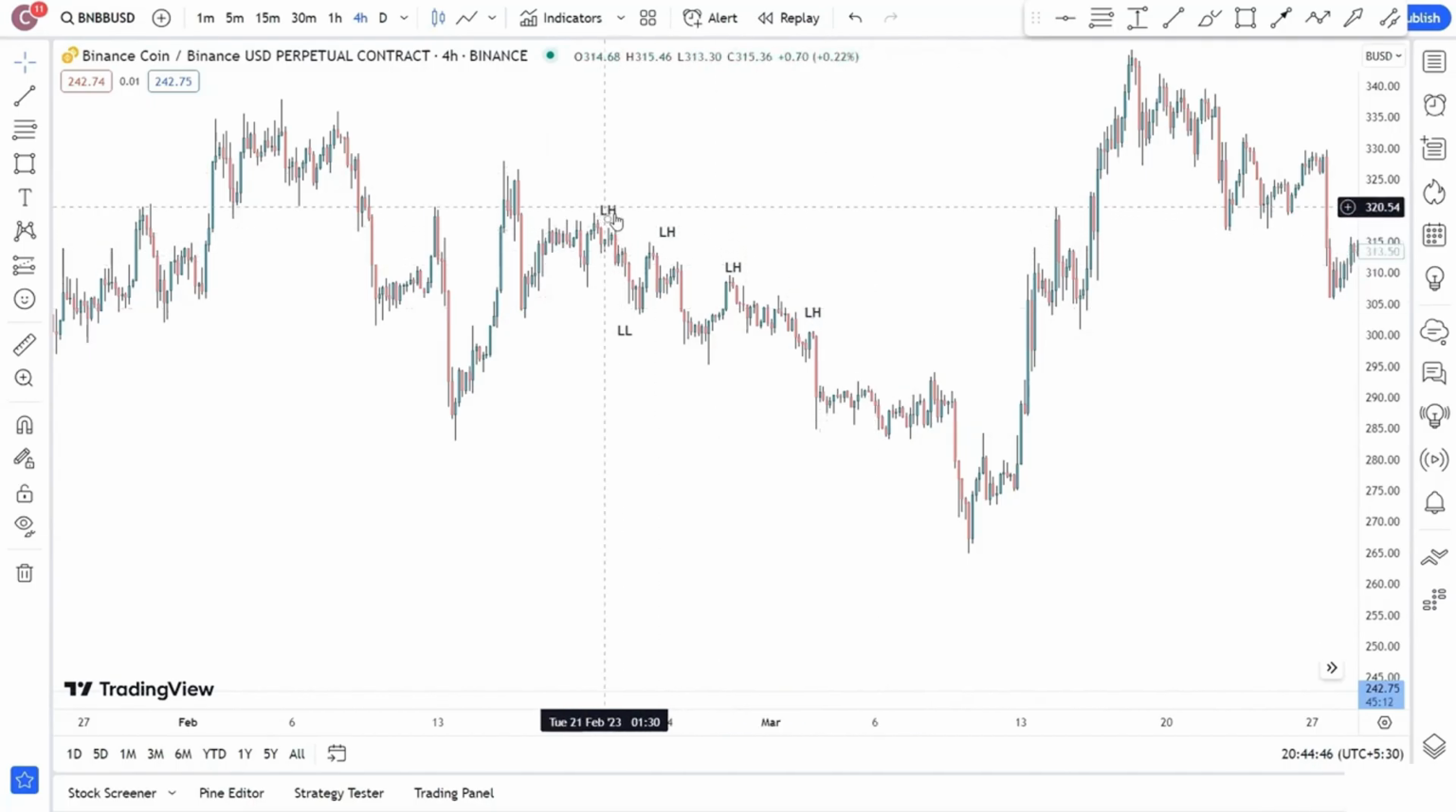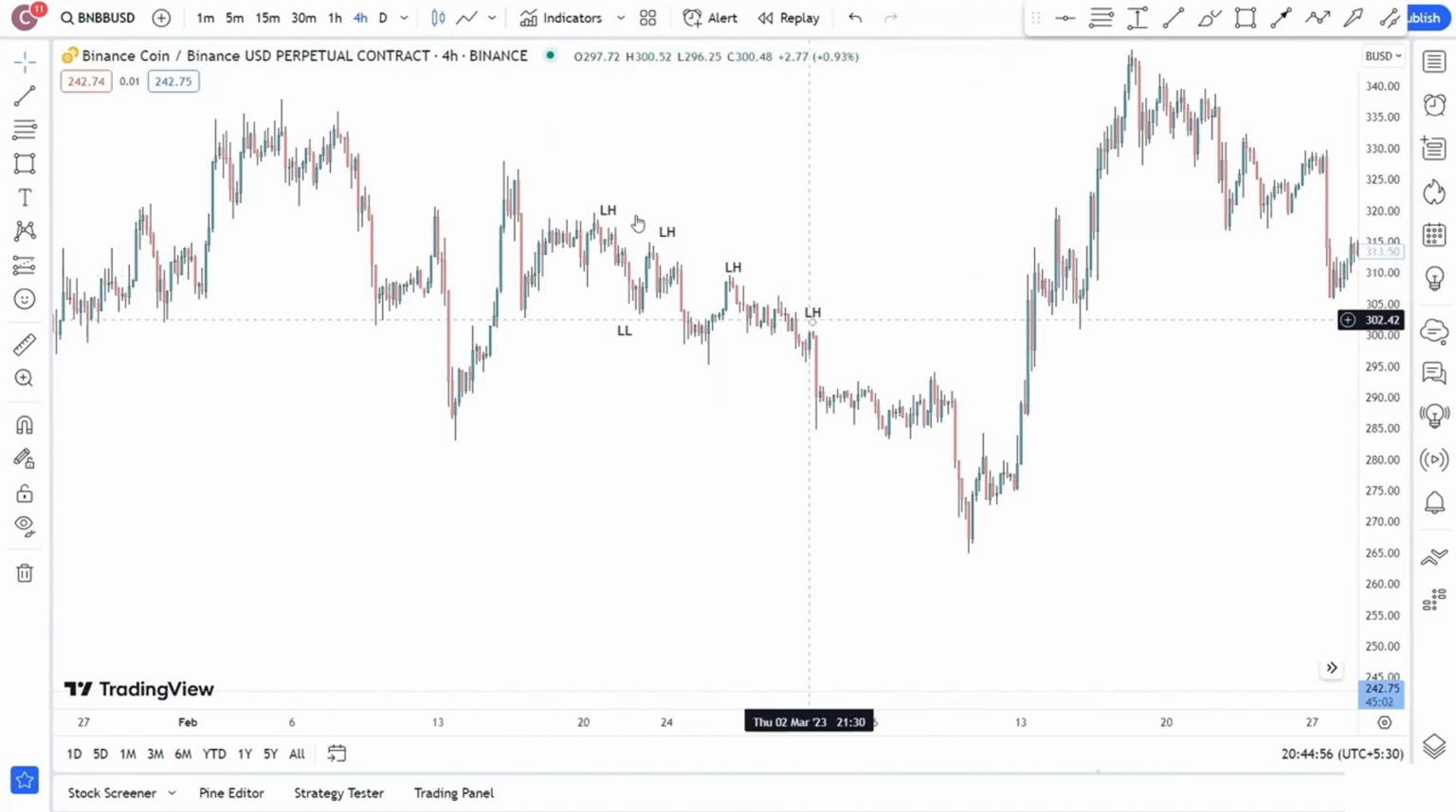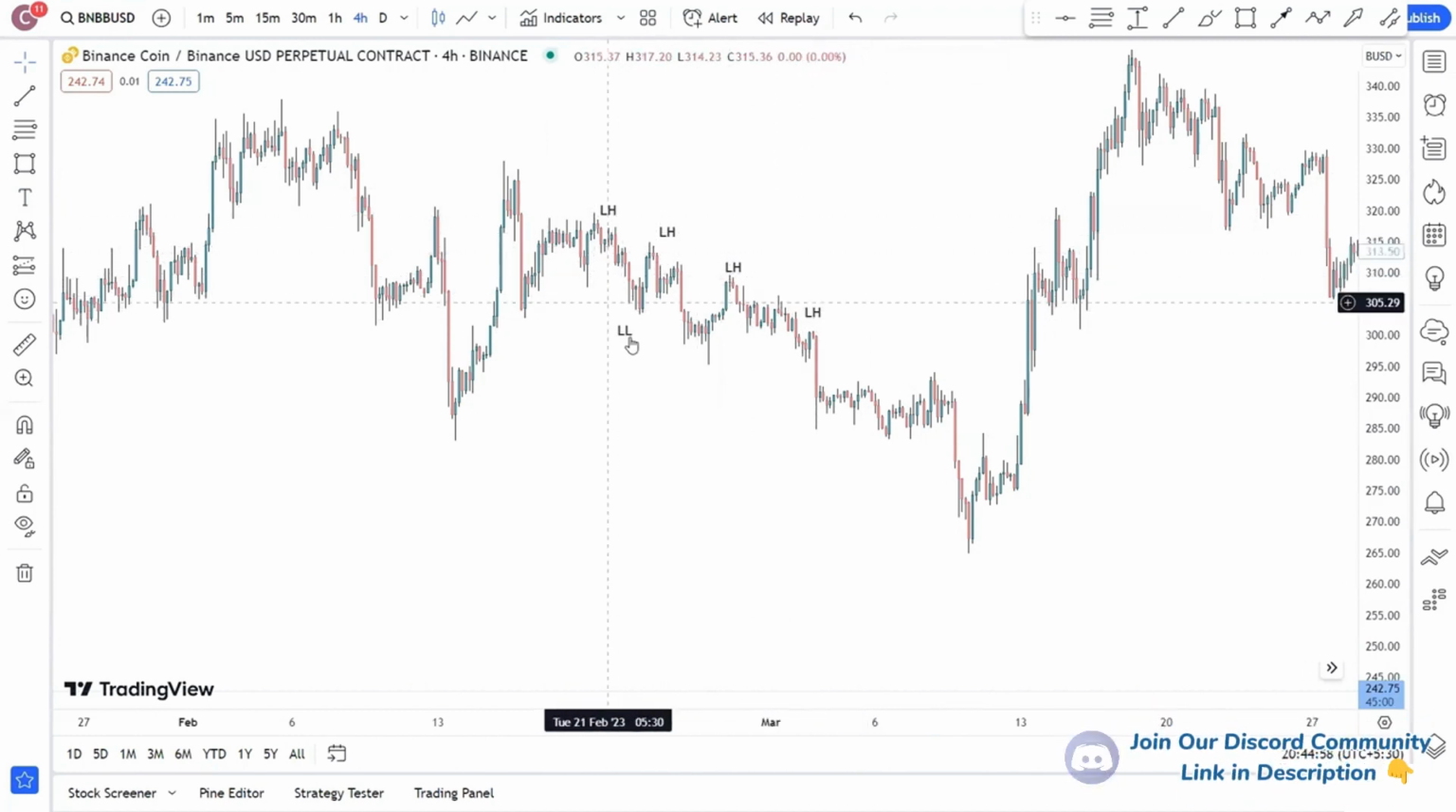So we are creating a series of lower highs. How are we calling it lower high? Because this high is lower than the previous high. This high is lower than the previous high. This high is lower than the previous high.